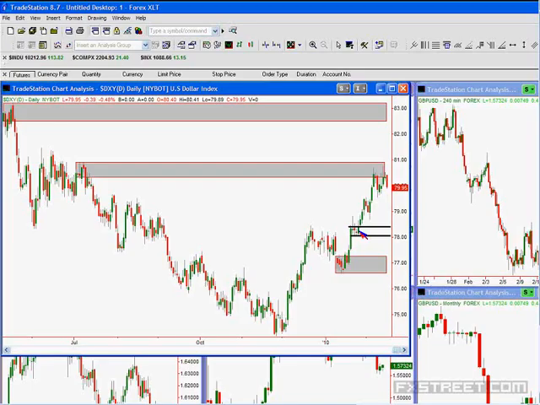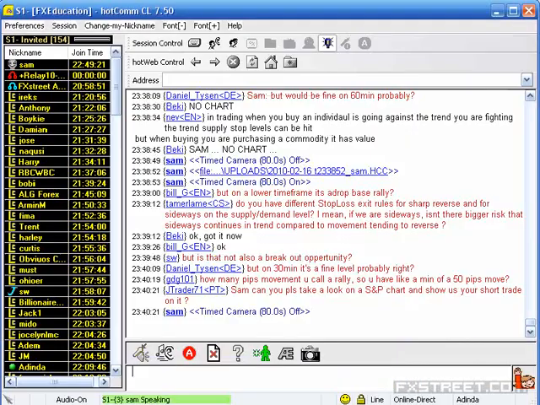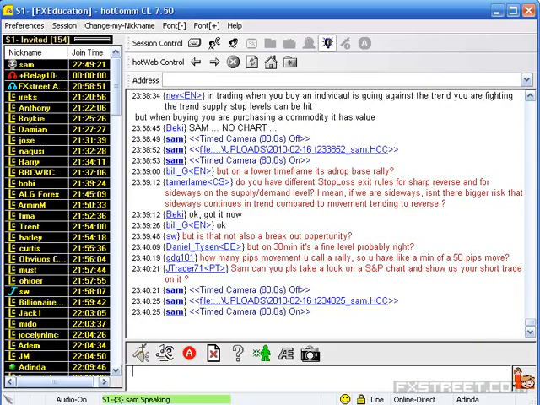Okay. All right. So let me get rid of these lines here. I don't want to confuse anybody. And let's take a look at the dollar. Okay. So hopefully that was helpful. Let's take a look, and then we'll get back to the pounds.